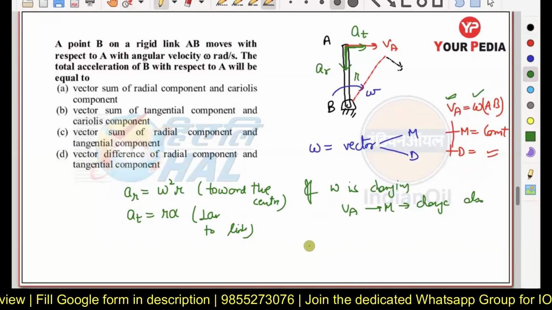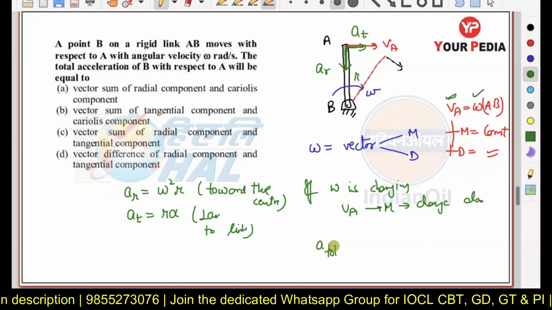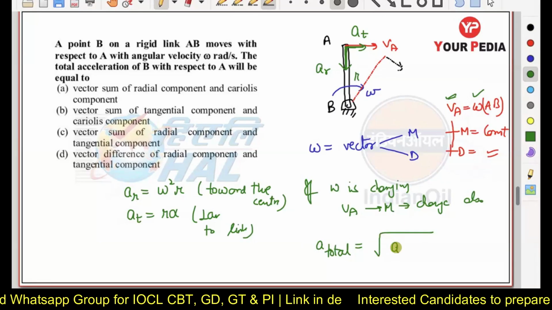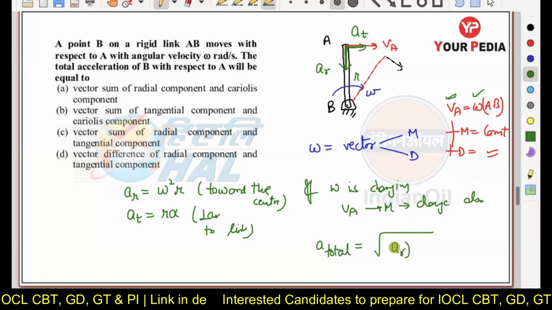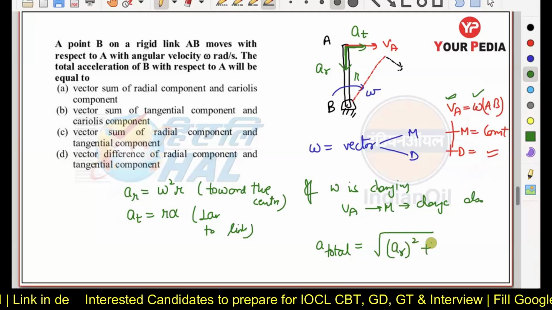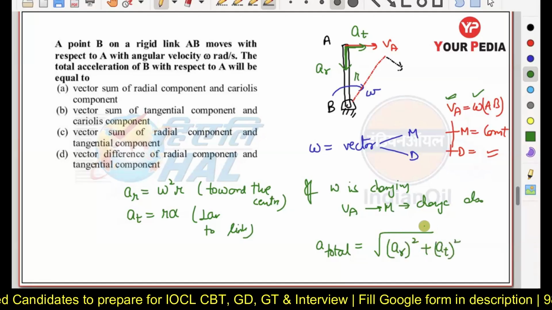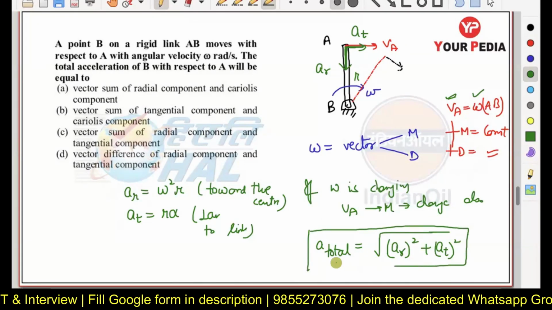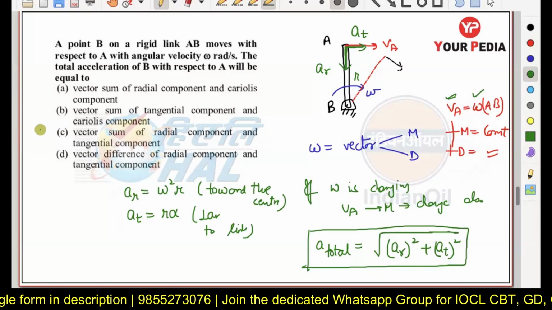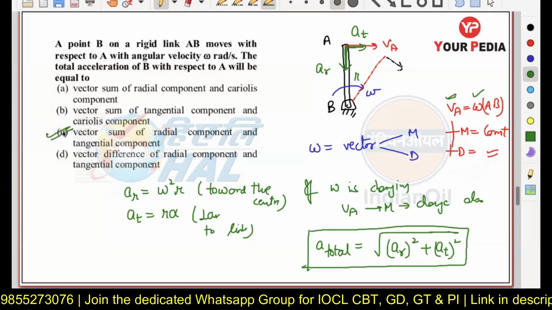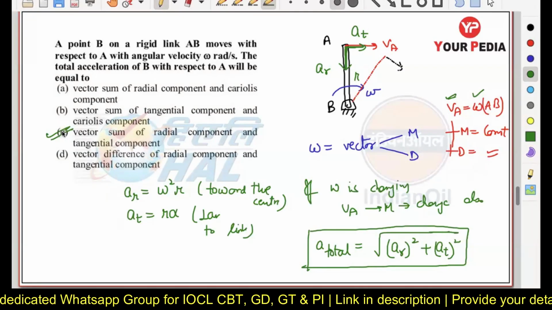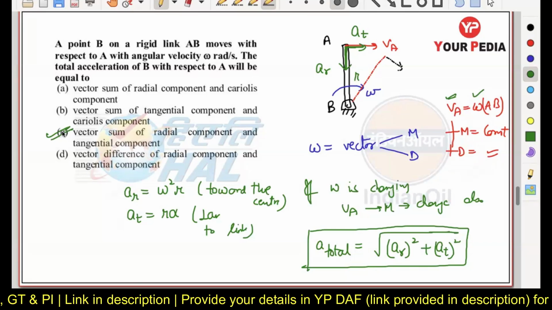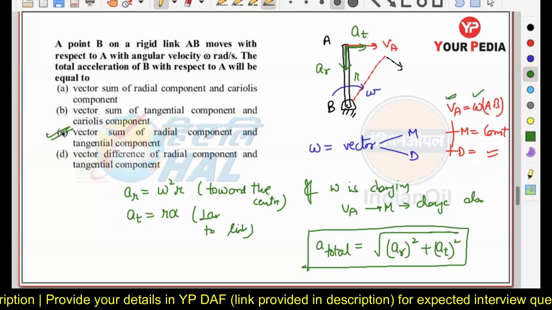If I have to calculate the total acceleration, you can see the two accelerations are perpendicular to each other and they are vector quantities. So we have to square them, add them and take the square root. Then only we can solve the problem. The total acceleration of B with respect to A, or A with respect to B, is going to be the vector sum of the radial component and the tangential component.